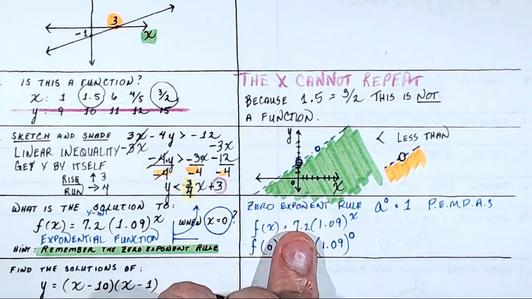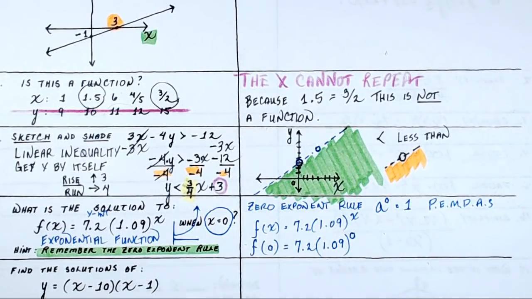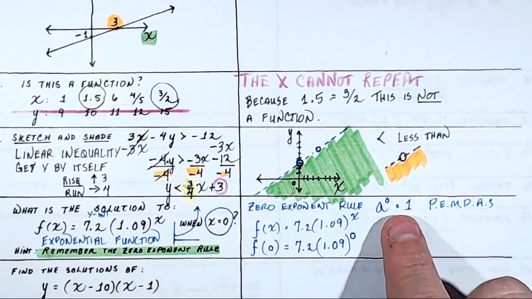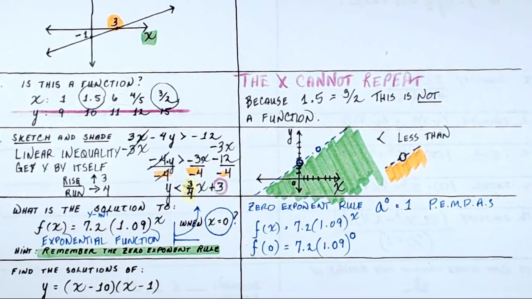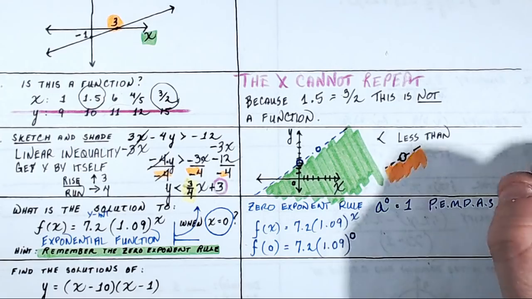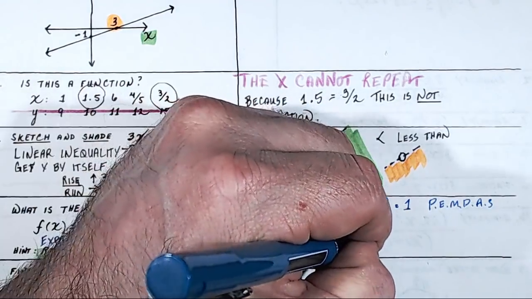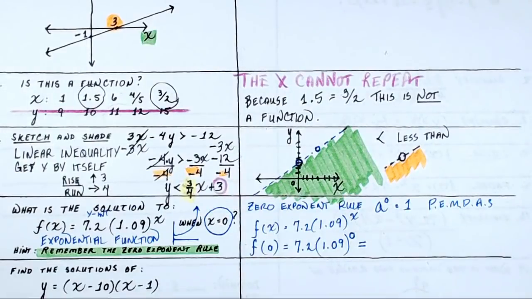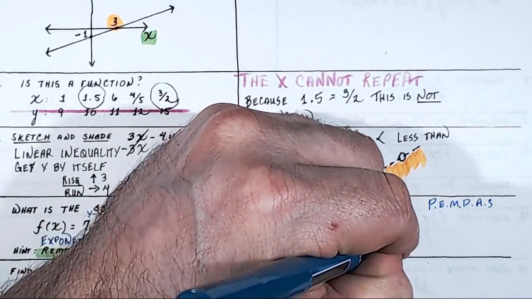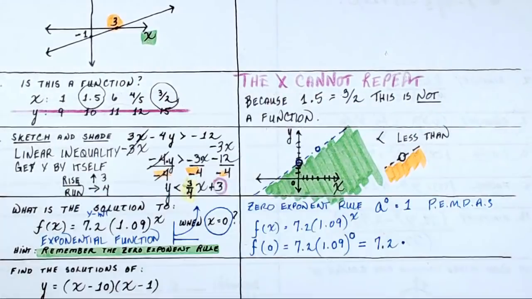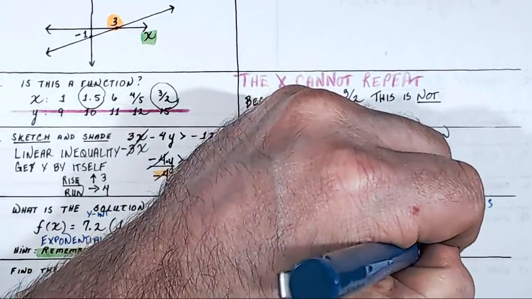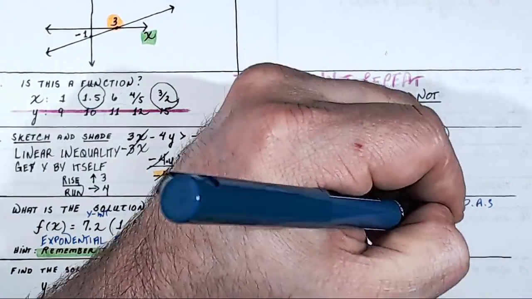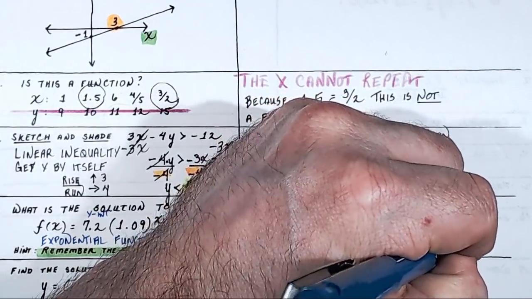Okay, so right now we don't care about the 7.2. We're just focused on 1.09 raised to the 0th power. Well, in this case, 1.09 is the a value, and it's raised to the 0th power. So 1.09 raised to the power of 0 equals 1. So this means that this whole thing is equal to 7.2 times 1. Because 1.09 raised to the 0th power is 1. Okay, and that equals, we don't need the 1 there, 7.2 times 1 is just 7.2.